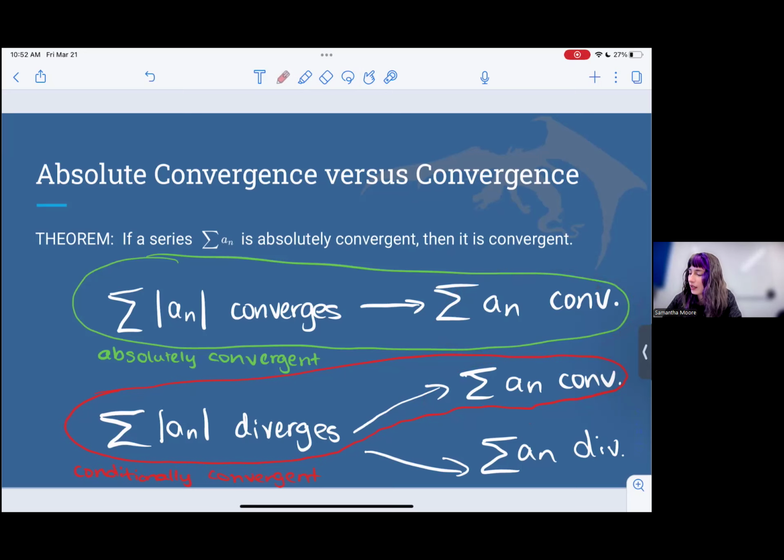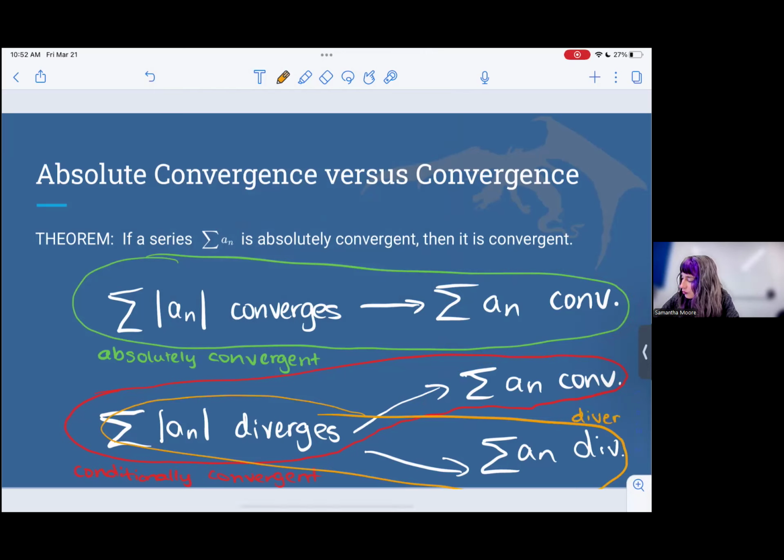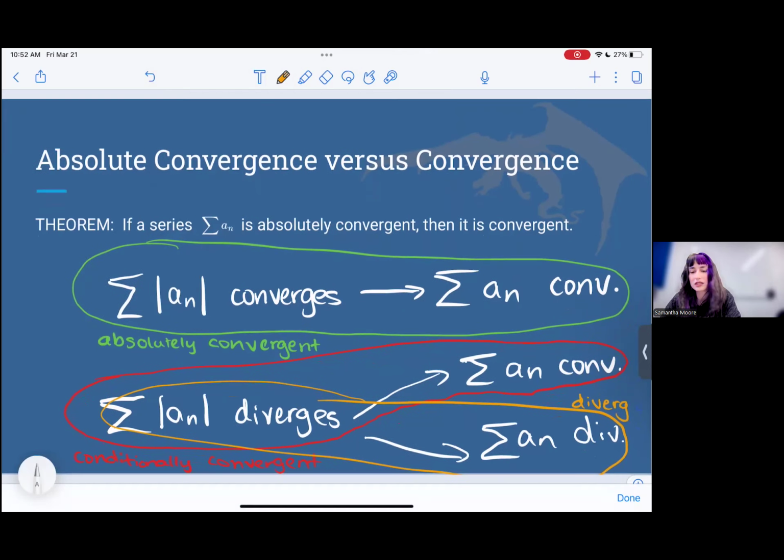And of course we have the final version of things where both the absolute value diverges and the original series diverges. This is just where we would call the original series divergent. So it's kind of Venn diagramming here.